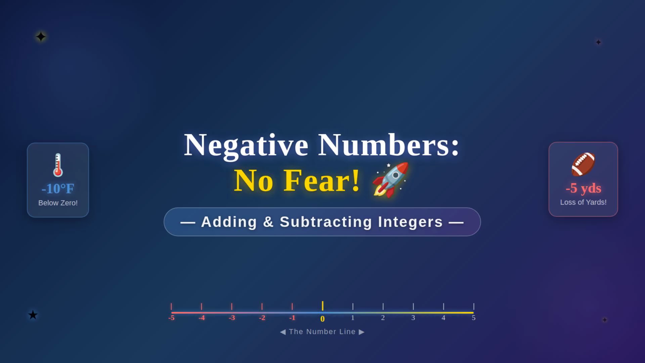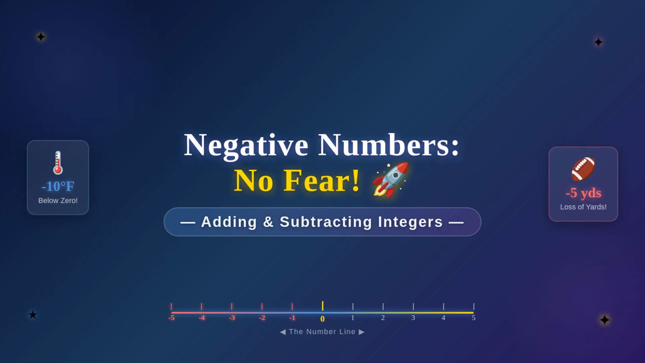Have you ever checked the weather and seen a temperature below zero? Or maybe you've heard a football announcer say a team lost 5 yards. That's negative numbers in real life. And here's the secret. Adding and subtracting them is way easier than it looks. Stick with me, and by the end of this video, you'll be crushing negative number problems like a total pro.